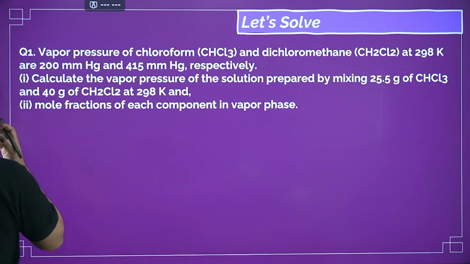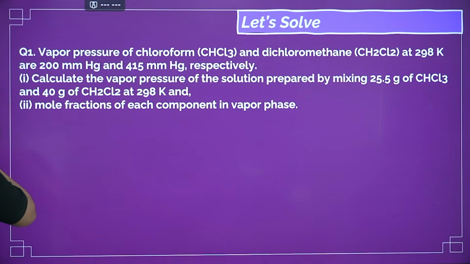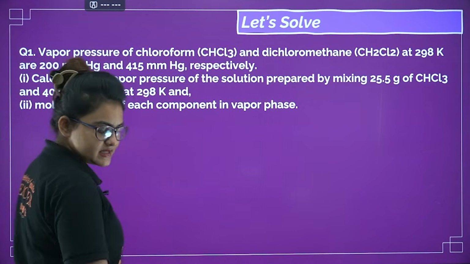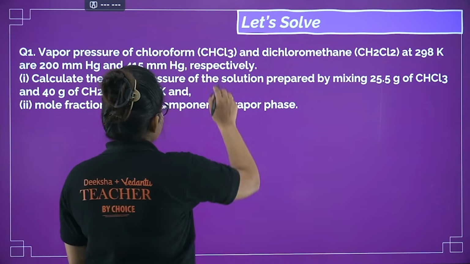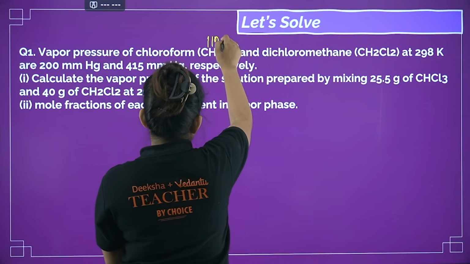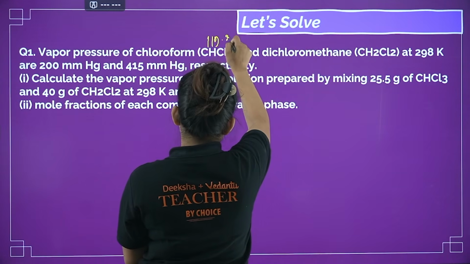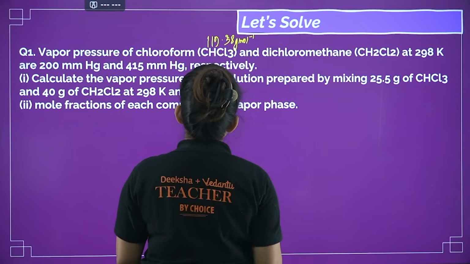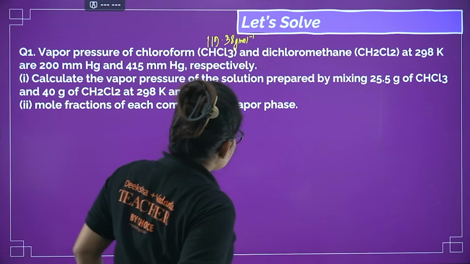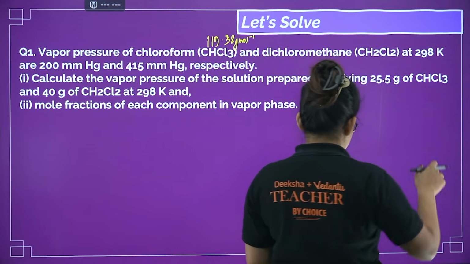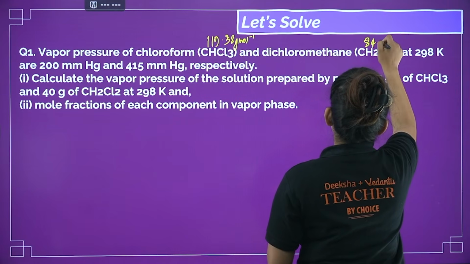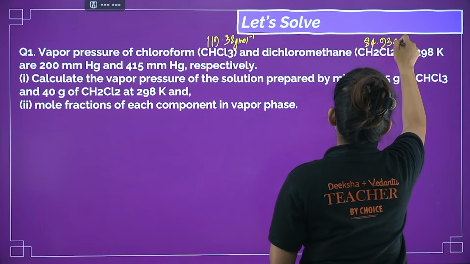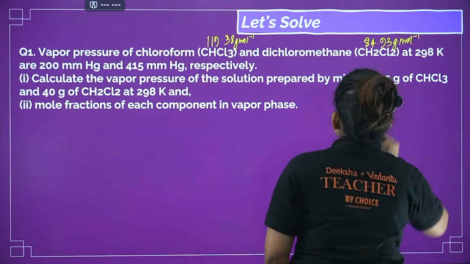Okay. So here at first what we are going to do, molecular weight. Let me tell you my dear, molecular weight of CHCl3, chloroform, is going to be 119.38 gram per mole. And for dichloromethane, it's going to be 84.93 gram per mole. That is the molecular weight.